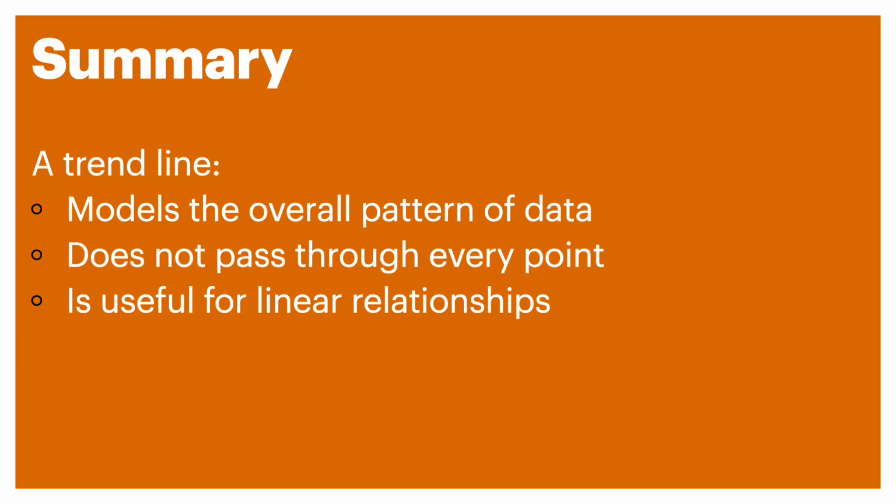So what have we learned? A trend line models the overall pattern of the data. It does not pass through every point. In fact, as you saw earlier, sometimes it doesn't pass through any points, and it's only useful for linear relationships. And then in the next lesson, we're going to use trend lines to continue to make predictions, and we're going to interpret the slope of the trend line and how it applies to the relationship that we're modeling.